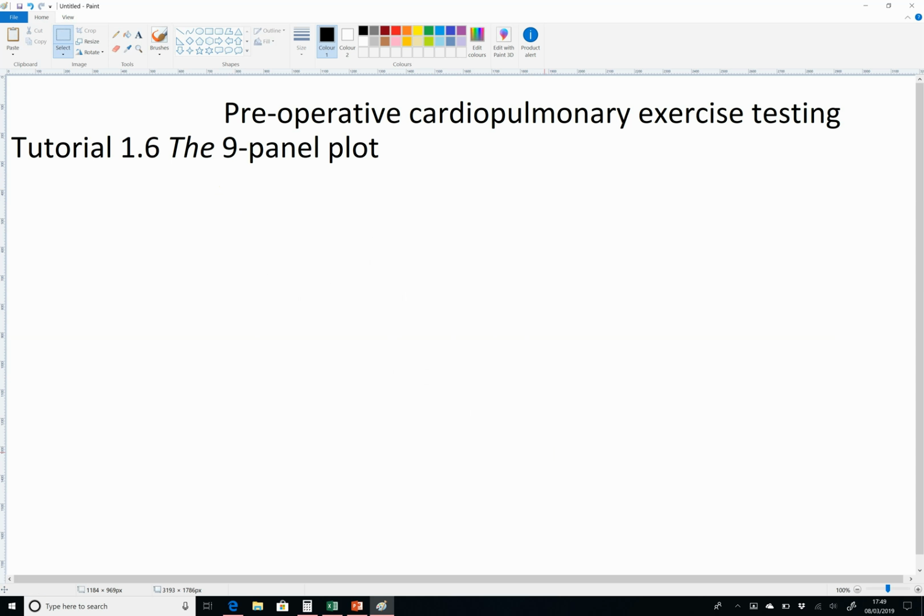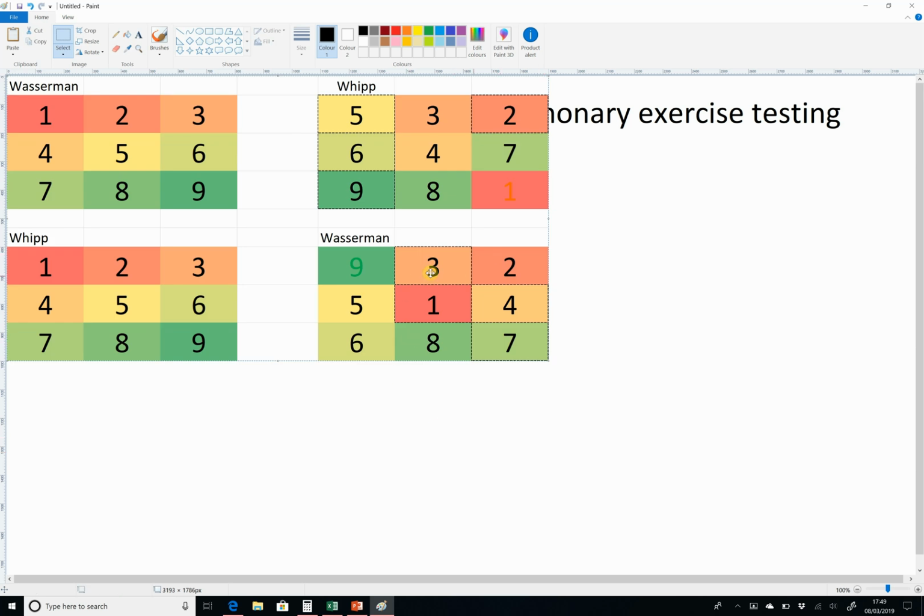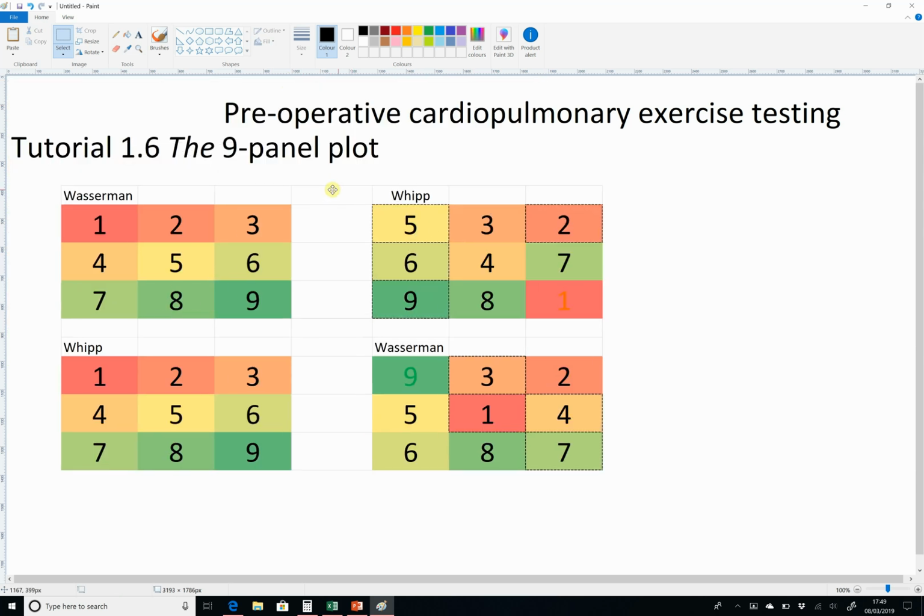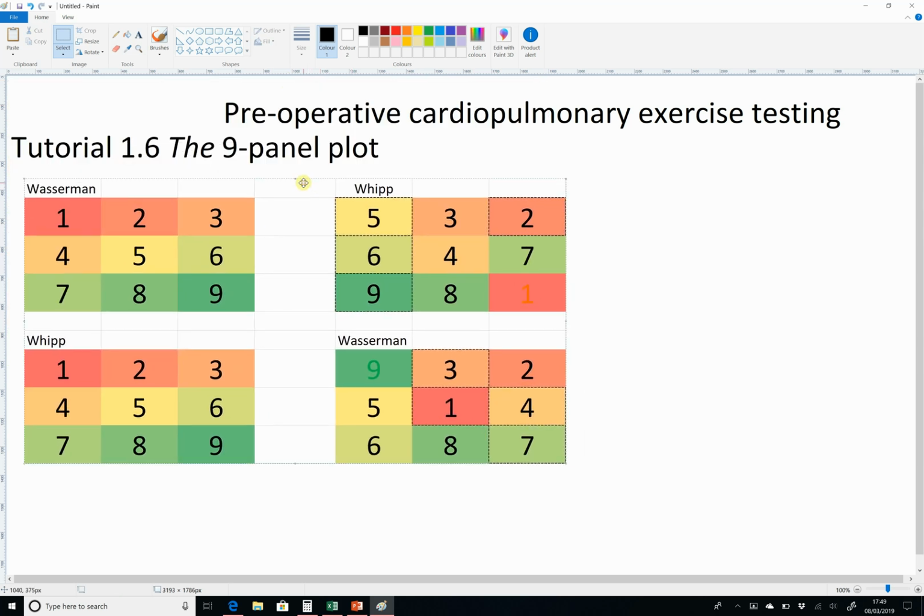There are two main layouts of a 9-panel plot, bearing in mind that there are potentially thousands of different combinations of plots you could potentially put on. So there's basically two, and those plots are what's called the Wasserman plot and the Witt plot.